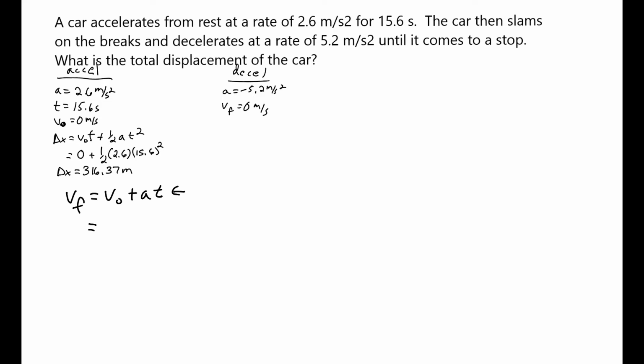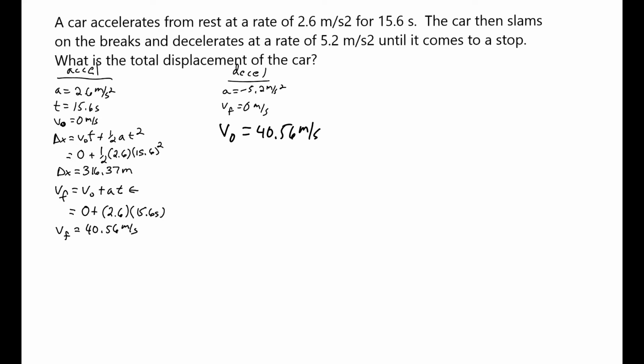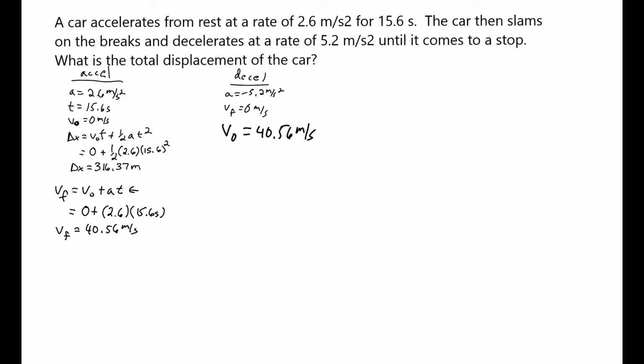Alright. So V0 is 0 plus 2.6 times 15.6 seconds. And what does Vf equal? 40.56 meters per second. Alright. So we can take that. I'm going to shrink that down too. And that becomes our V0 for over here. So V0 equals 40.56 meters per second. I'll shrink that down. That'll work.